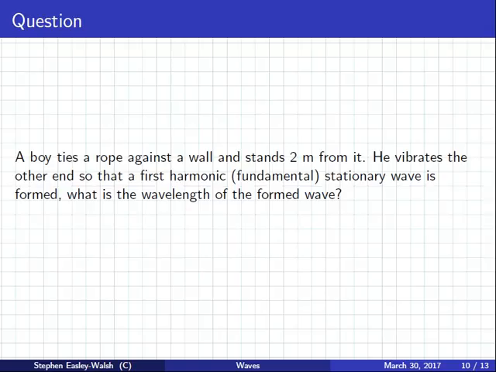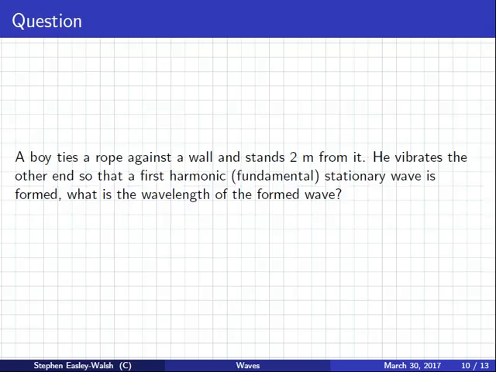So the first harmonic wave in this situation could be 4 meters or it could be 8 meters, depending on the boy's motion of his hand. If he's holding it like this and flicks it, then he's formed a node and a node, and you'll have half a wave inside. But if he's moving his hand up and down, then he could be forming a quarter of a wave.